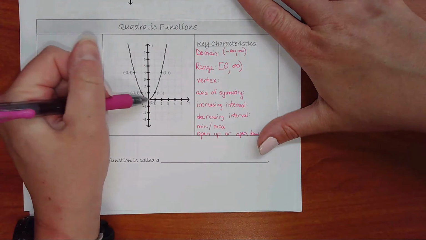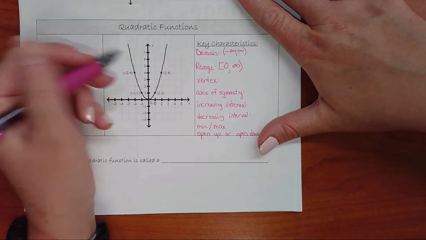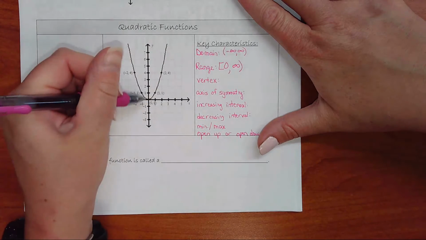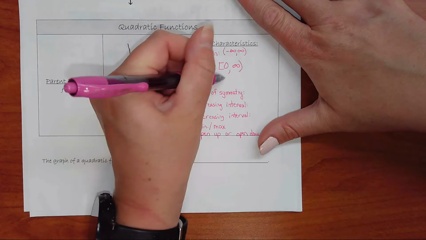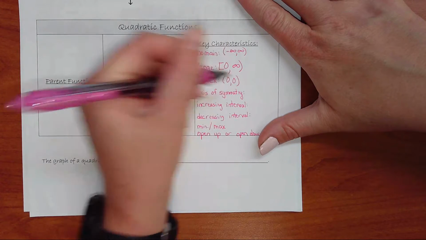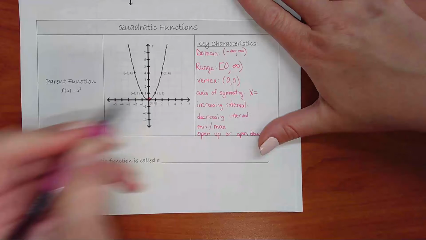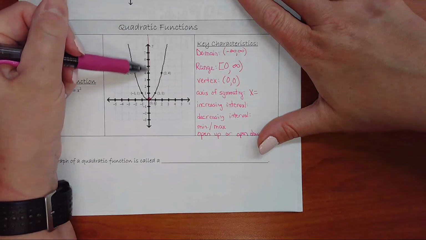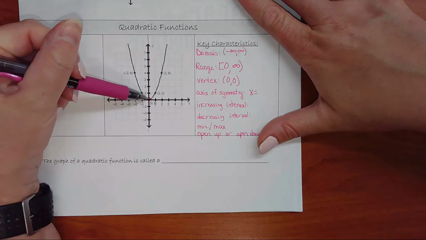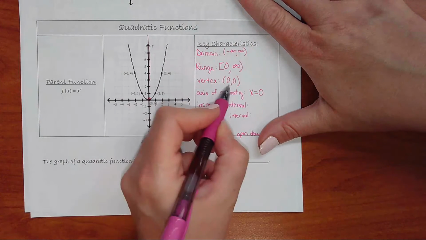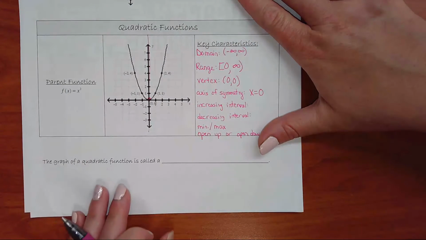Vertex, that's going to be either the very lowest or the very highest point on your graph, or where your graph kind of changes directions. Your vertex is right here at 0, 0. The axis of symmetry is the x equals line where your graph cuts in half, and it's right here. And right here, your x value is 0. It's always going to be x equals the x value of your vertex.